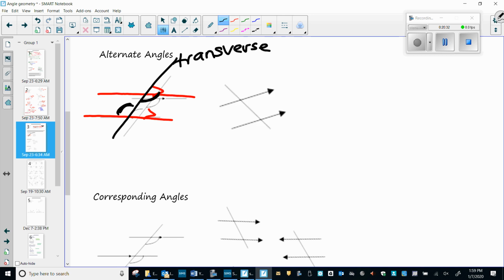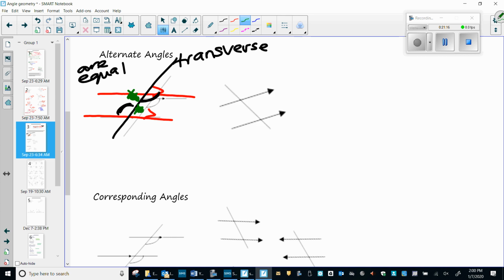They are on alternate sides of the transverse line, but within the parallel lines. So these are equal. Alternate angles are equal. Now, obviously, if those two angles are equal, we also know that these two angles here are also equal because they are on alternate sides.